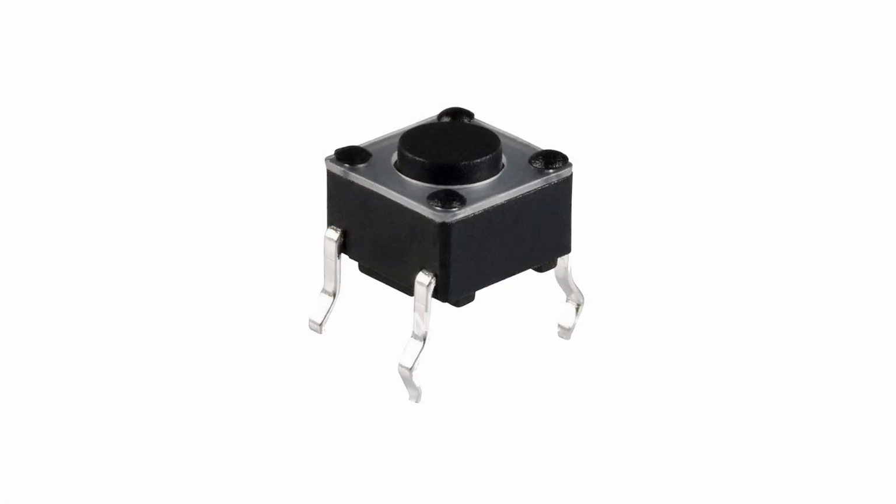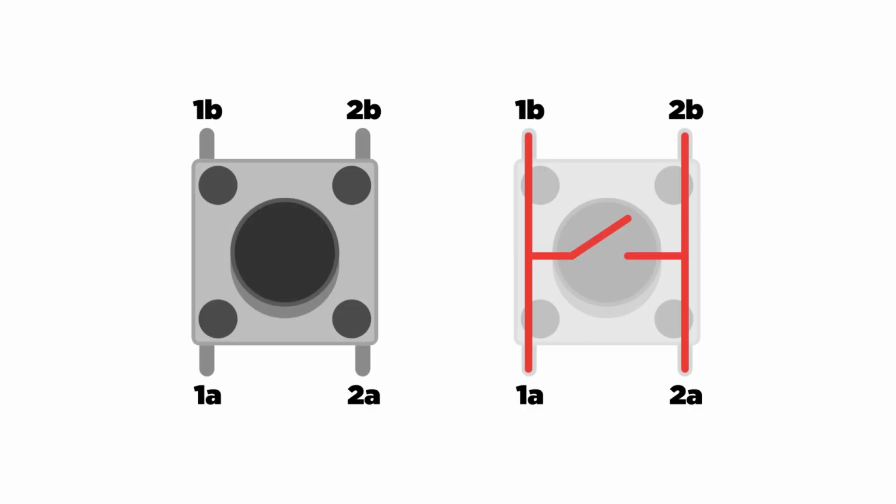A button is a new component. Before we wire the button, let's understand how it works. A button has two sides. Each side has two legs or terminals. The terminals on each side are connected to one another. So side 1, terminal A, is connected to side 1, terminal B. And side 2, terminal A, is connected to side 2, terminal B. When you press the button, it connects the two sides.